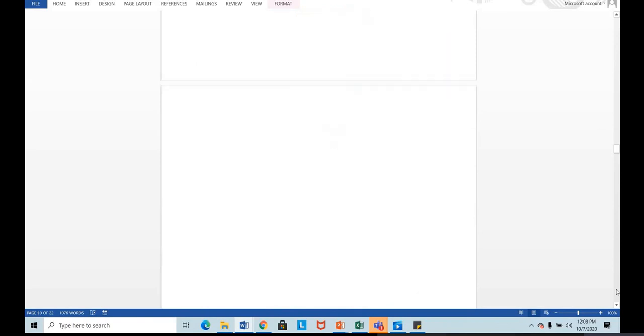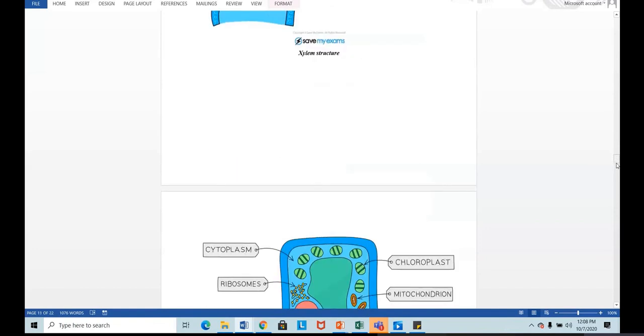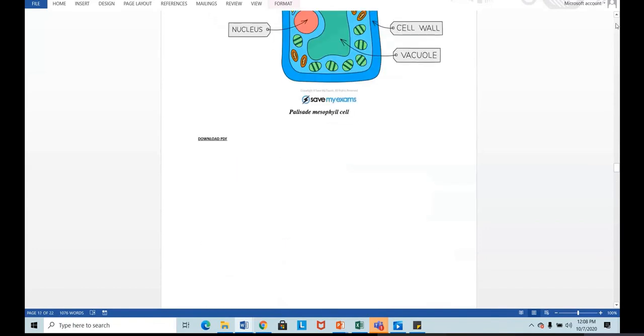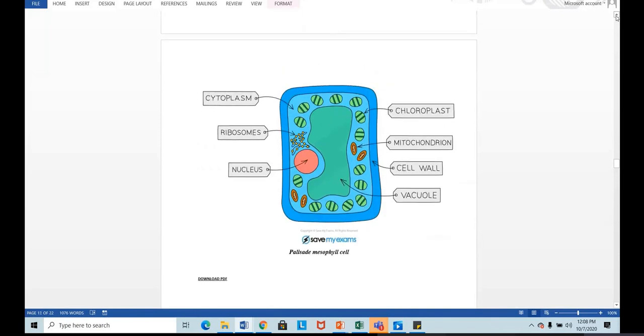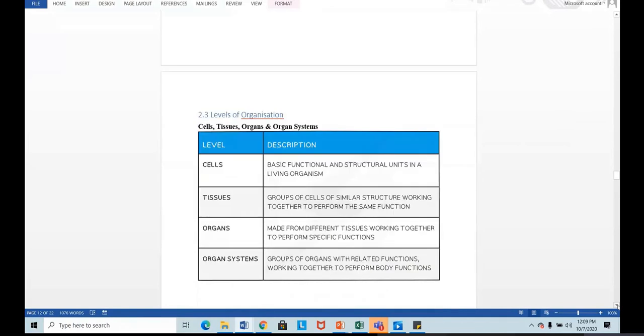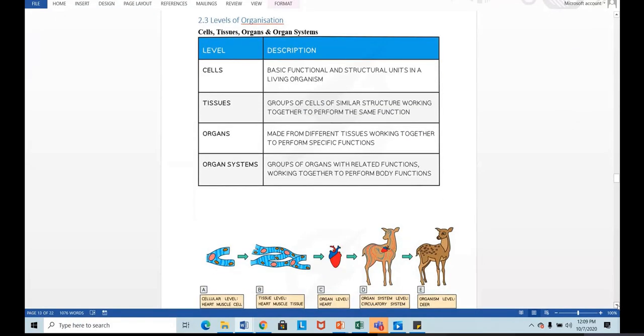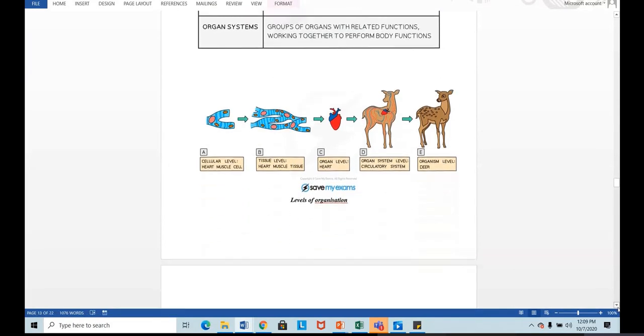Okay, girls, and see, what is this? This is a xylem structure. Xylem is the tissue which is present in plants, xylem and phloem. This is the plant palisade mesophyll cell, which we discussed already in the presentation. We also have the same picture in your textbook. And the levels of organization, here you can see the various levels: the cells, tissues, organs, organ systems, and how they come together to form an organism. So this is shown here.